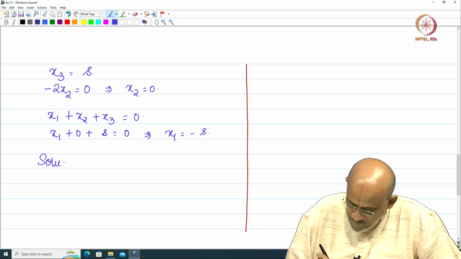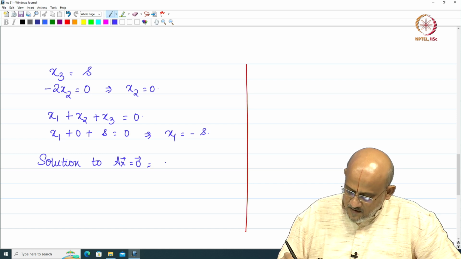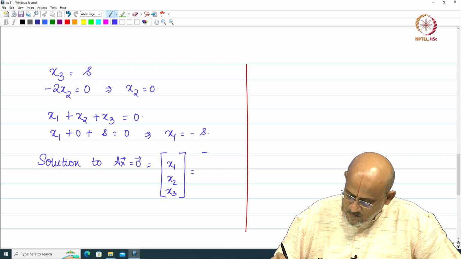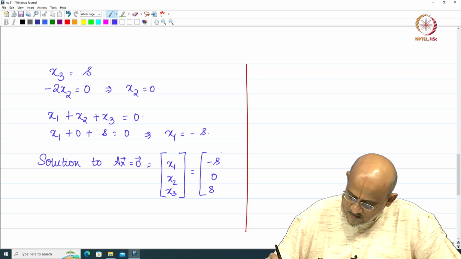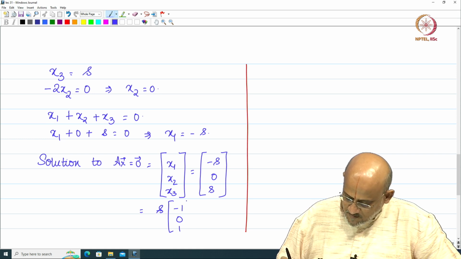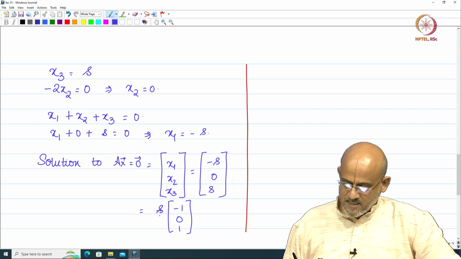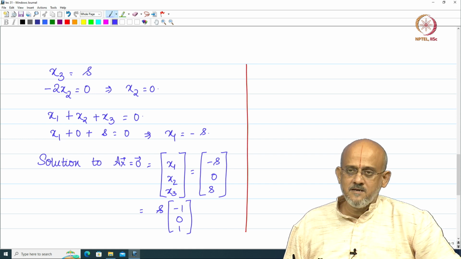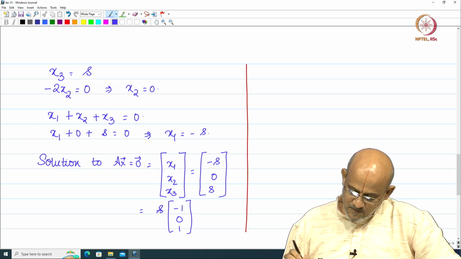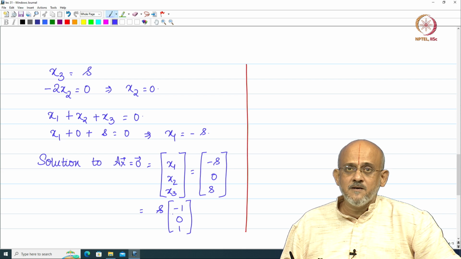Therefore, the solution to Ax equal to 0 is basically this: x1, x2, x3 is equal to minus s, 0, s. I can write this as s times minus 1 0 1. Now, what is again interesting is that if I keep changing the value of s, I get different values. Say for example, I take s as 2, minus 2 0 2 is a solution to the system of equations. Then if I put s is equal to 3, I get minus 3 0 3, that is also a solution to the system of equations, and this is basically a multiple of a single vector.